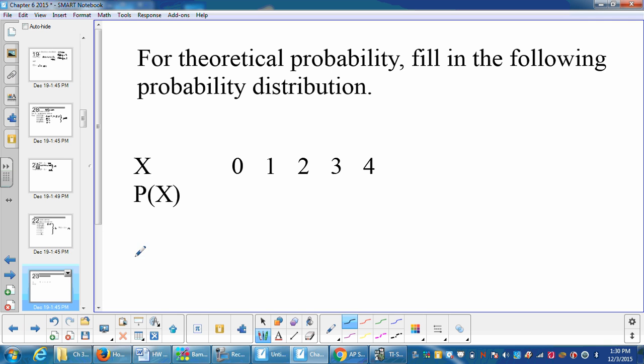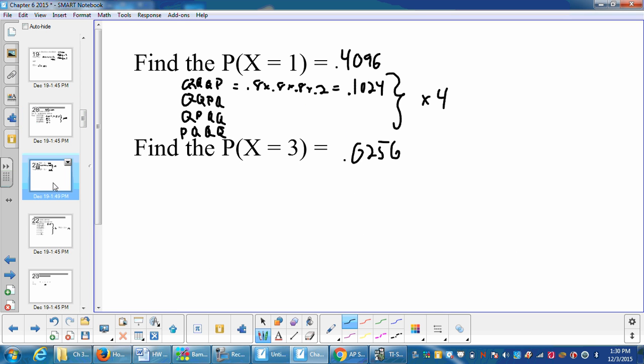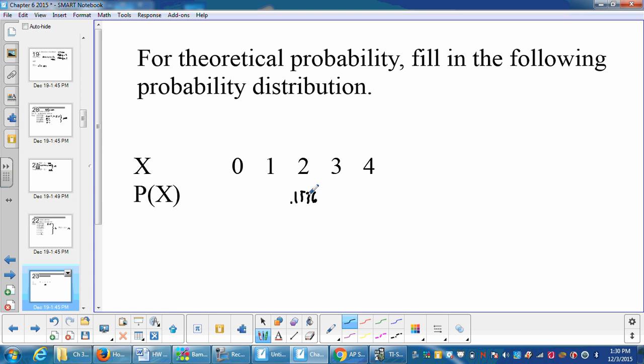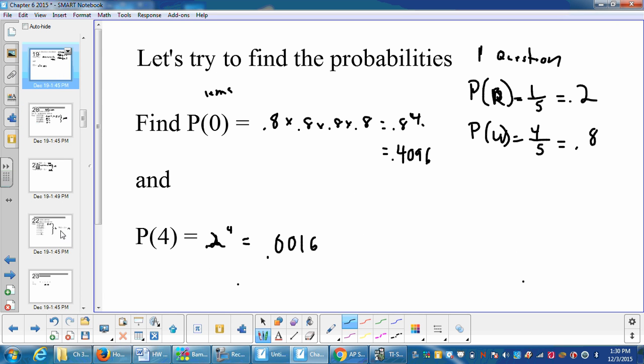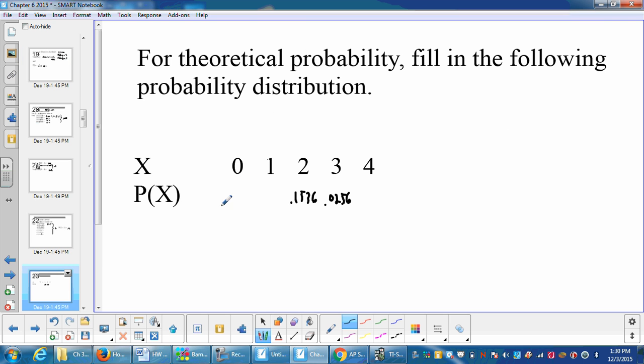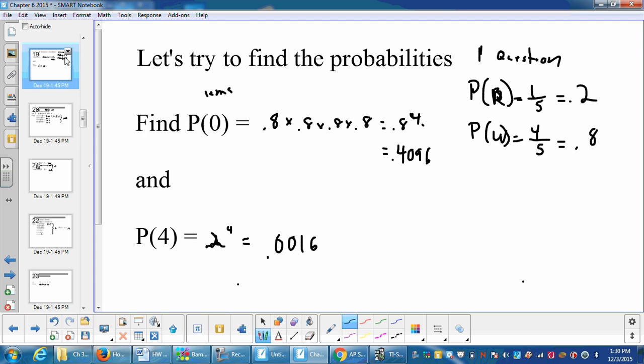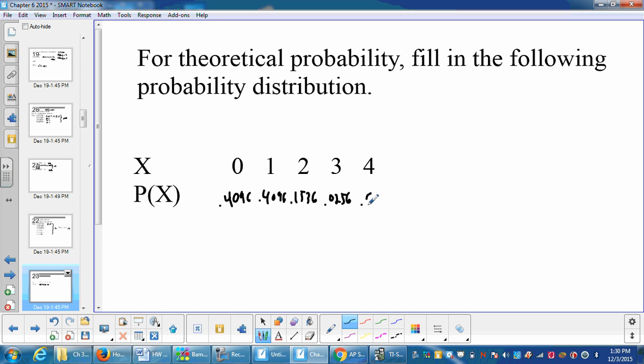Now we can fill in the probability distribution that we got. Our last one was 0.1536. We had 0.0256, 0.4096, and this one's 0.4096, and then the 4 was 0.0016. So now I have my probability distribution for this function.